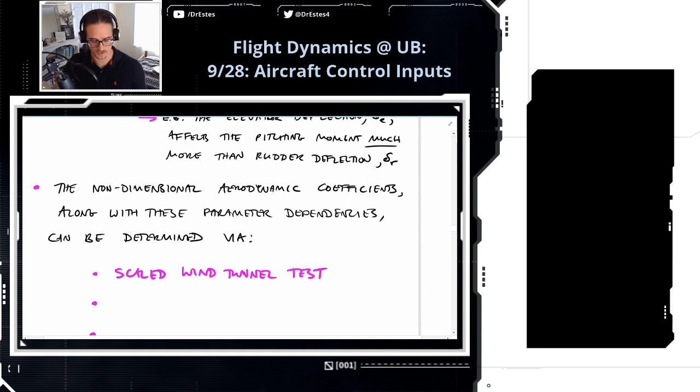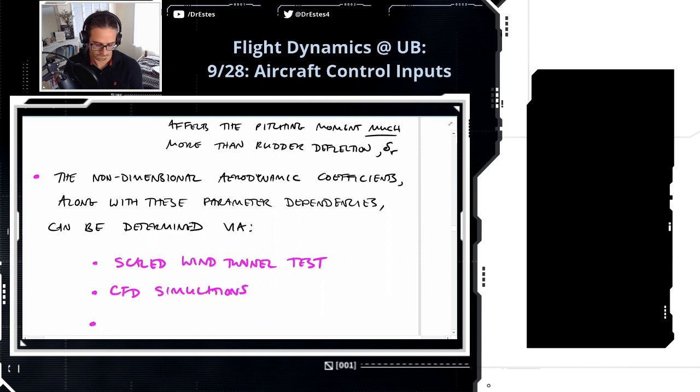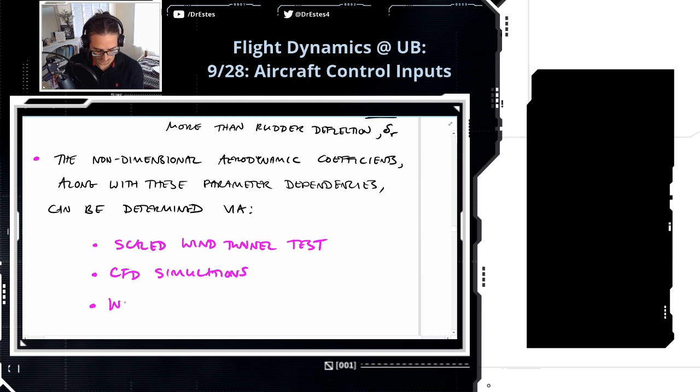Okay, so we could do this using wind tunnel tests. I mentioned computational fluid dynamics simulations. You can also do in-flight measurements. You just get up in the plane, deflect that elevator, have some sensors on the aircraft, and test.